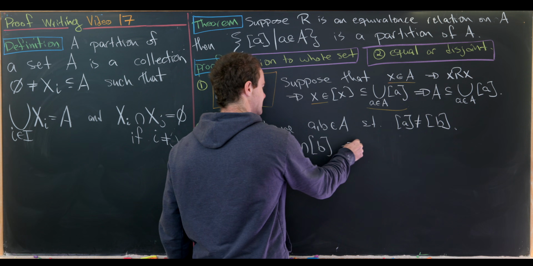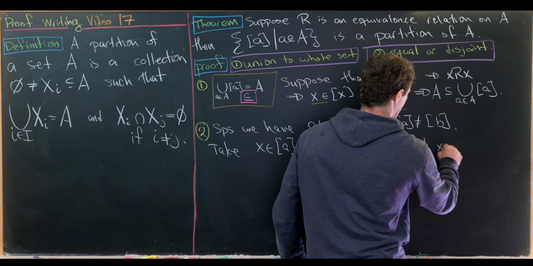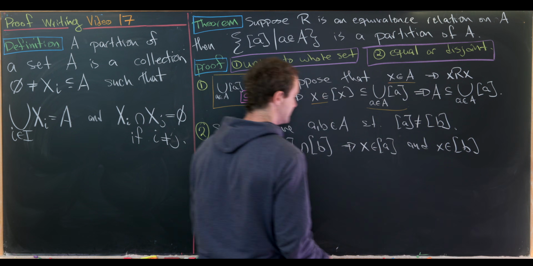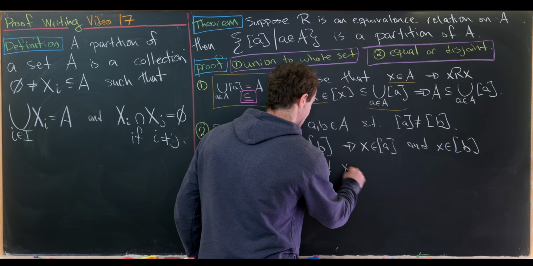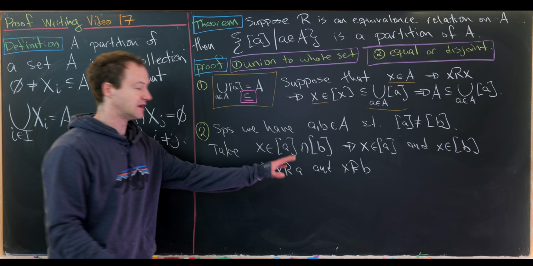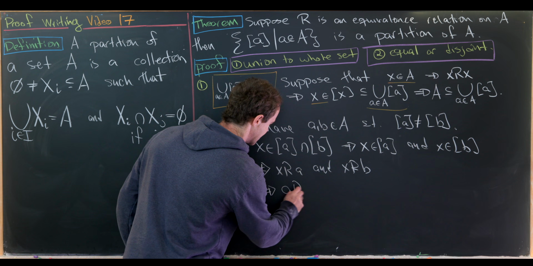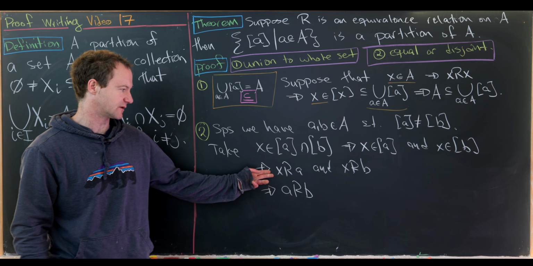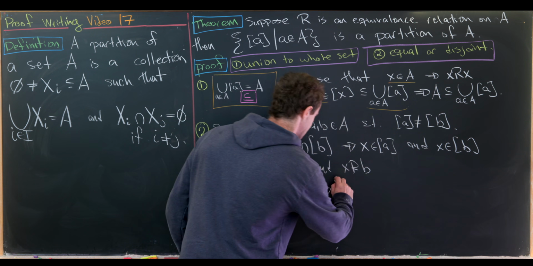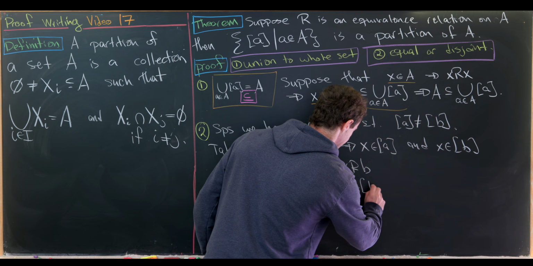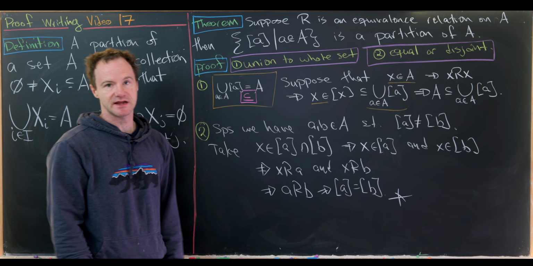Okay, but notice that means that X is in the equivalence class of A and X is in the equivalence class of B. But that tells us that X is related to A and X is related to B. But then by the transitivity property of equivalence relations, that means that A is related to B. I guess we're using symmetry on this one first to get A to the left. But now if A is related to B, that means that the equivalence class of A is equal to the equivalence class of B. But that's a contradiction. So that contradicted our assumption right here.